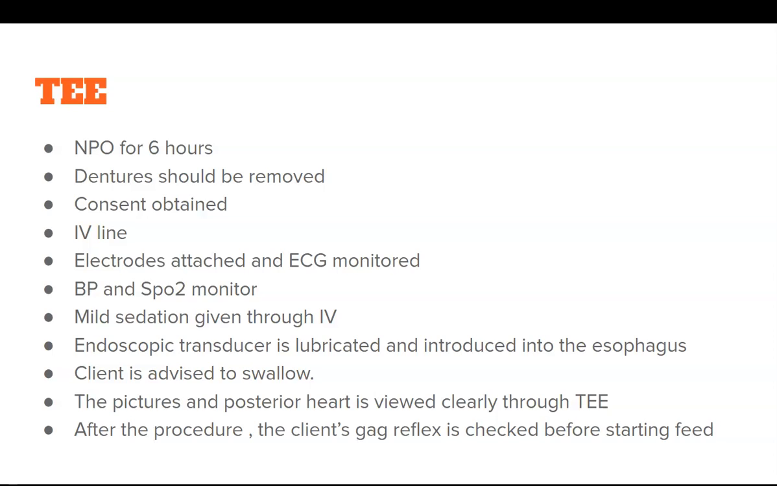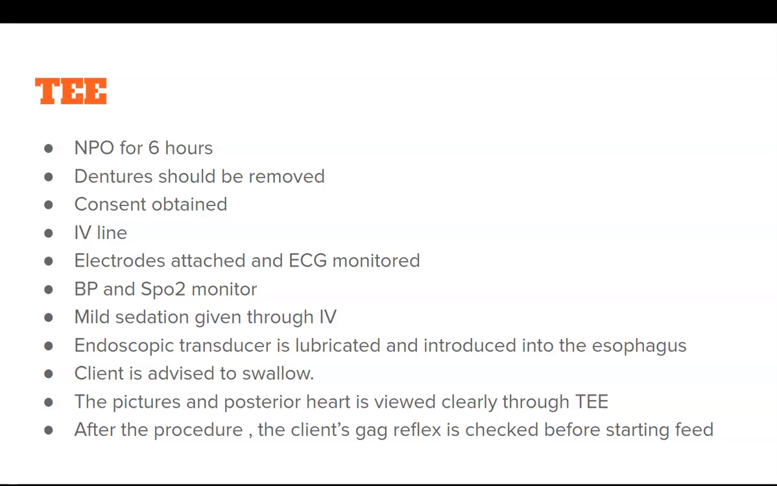But if it is transesophageal, because you are going to put a pipe into the mouth, okay, some preparations are needed, like NPO should be given. Patient should be prepared in advance. You have to get a consent. NPO has to be maintained for 6 hours minimum. Patient should remove dentures if present, because you are introducing a catheter. An IV line is needed, as you may give a mild analgesic and anesthesia.